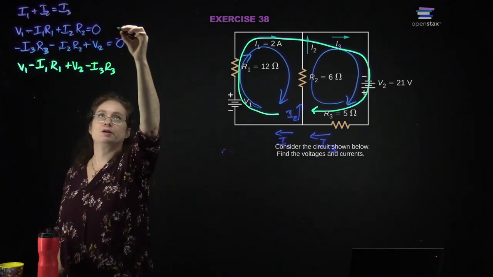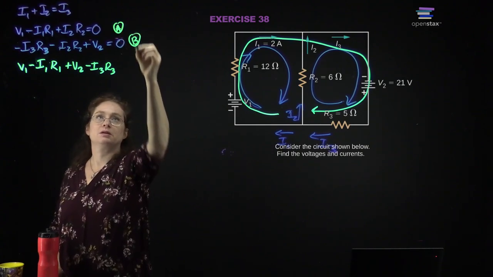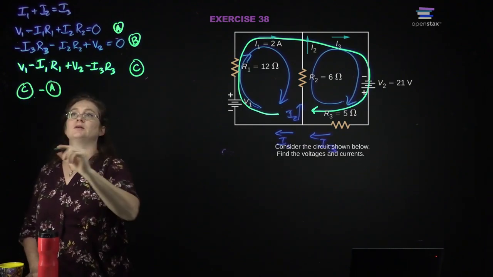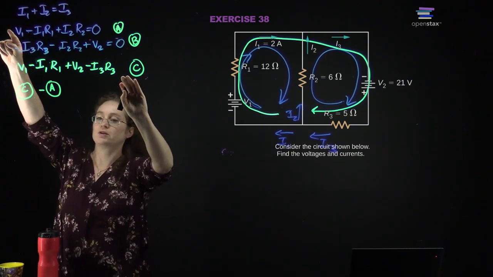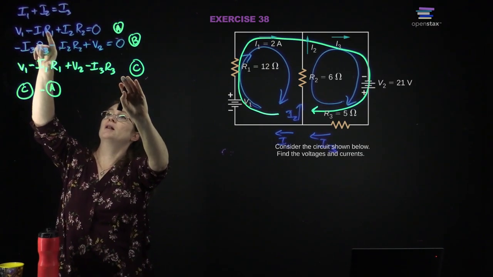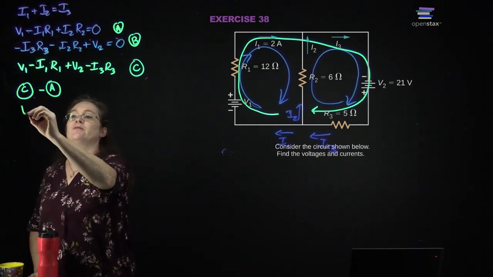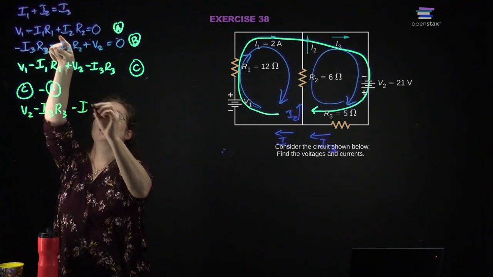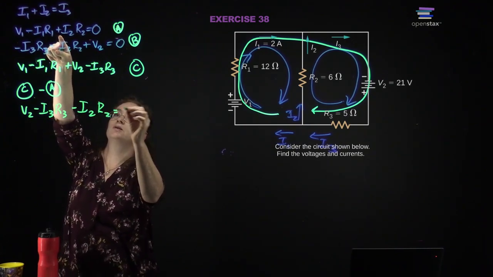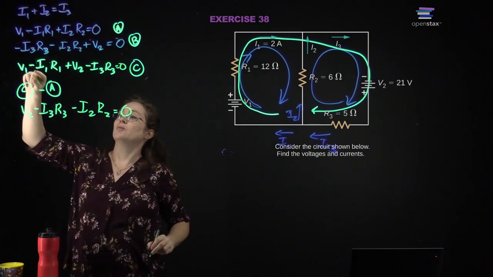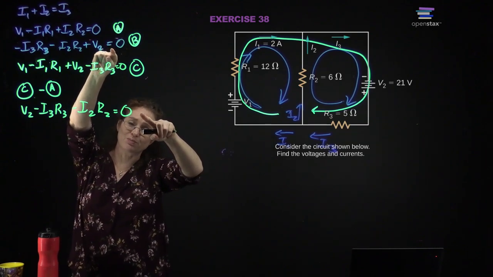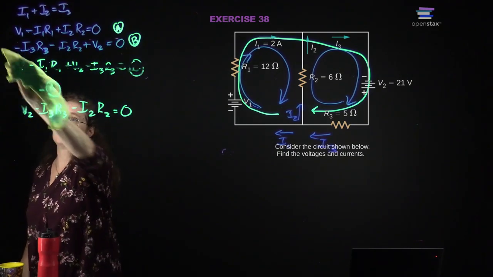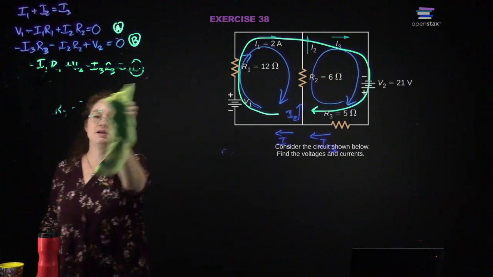Let me call these equations A, B, C, and I am going to look at C minus A. So if I take equation C and I subtract off equation A, these two elements cancel. And I am left with V2 minus I3 R3 minus I2 R2 equals 0. Forgot the 0 there. So now you can see that this is equivalent to equation B. So when I did three loops, I got redundant equations. So all I need is 3.